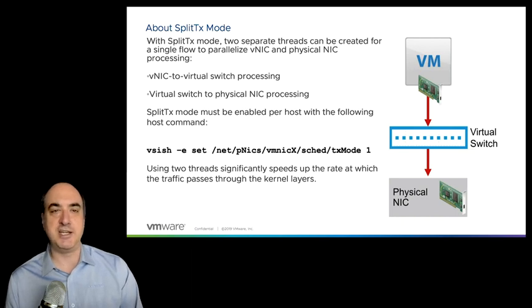The processing can be parallelized with split TX mode, improving the throughput by having a further level of concurrent capabilities here, increasing that parallelization between VM to virtual switch and then virtual switch to physical NIC. This one actually is disabled by default though. So if you wanted to enable it, you have to see what the benefits are. It may bump up your CPU usage for this one as well.